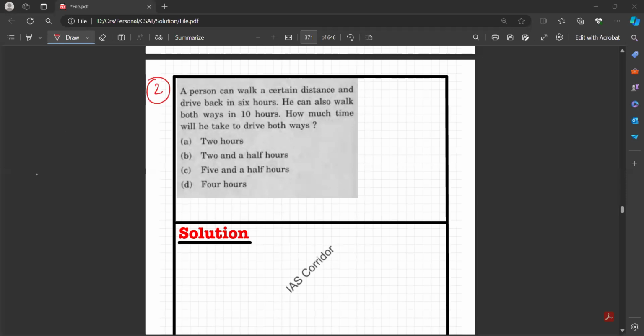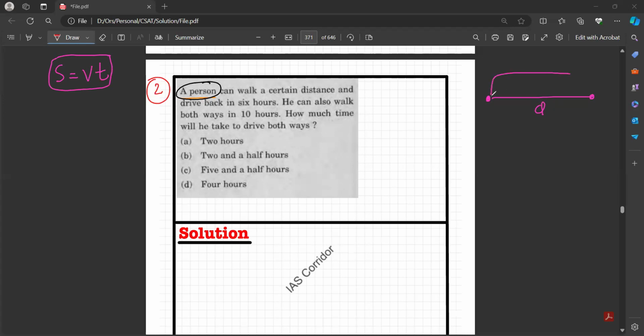In this question number 2, a person can walk a certain distance and drive back in 6 hours. Now suppose this is the distance. We have to focus on three things: speed, distance, time. Now here distance is fixed, so distance is d. With complete layman knowledge of S is equal to Vt, all the questions will be solved. How? Look, now suppose this is the distance d.